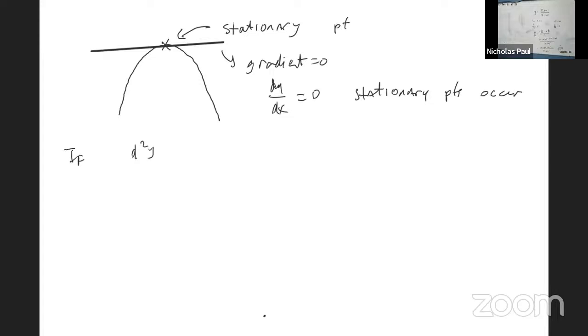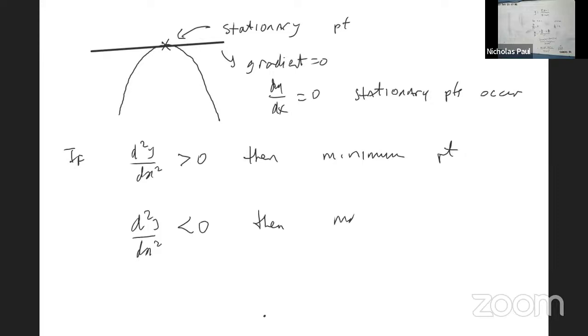If you find dy/dx and then d2y/dx squared, if d2y/dx squared is more than 0, then we have a minimum point. If d2y/dx squared is less than 0, then we have a maximum point. And that's it. That's all we need to know about the nature of stationary points.